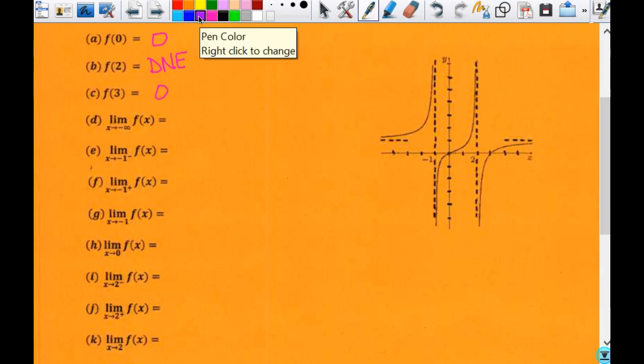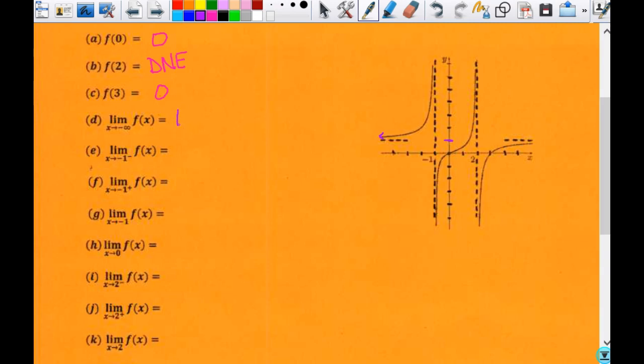The limit as x approaches negative infinity. So my x's just are getting smaller and smaller and smaller. Got this asymptote right here at 1. So this is going to keep getting closer and closer and closer to this. So my y value is approaching 1.